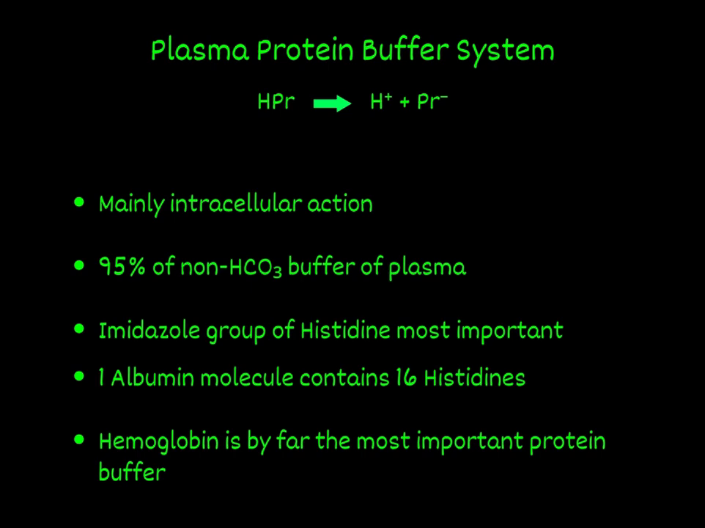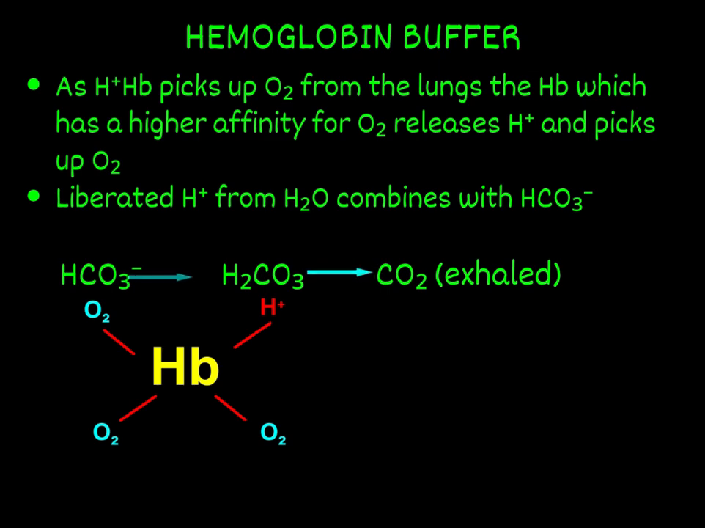However, the star of the protein buffer system in blood is hemoglobin, found inside red blood cells. Hemoglobin is a multitasking marvel. Beyond transporting oxygen, it's a critical buffer during carbon dioxide, CO2, transport.